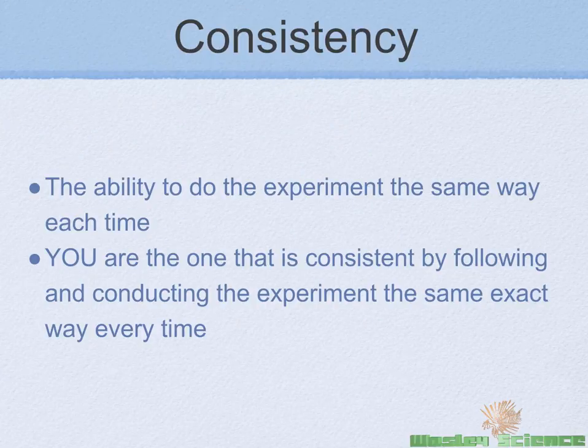Okay, so now we're going to talk about consistency, and I have to say that consistency is the word that students struggle with the most because they have trouble deciphering the difference between a constant variable and something that is consistent. And you can see right here, consistency: the ability to do the experiment the same way each time. That sounds like that's exactly what constant variables are. But the thing that's different about consistency is a part of when you are conducting the experiment, and it's the parts that are directly related to you, the human, the person, the way that you are doing things.